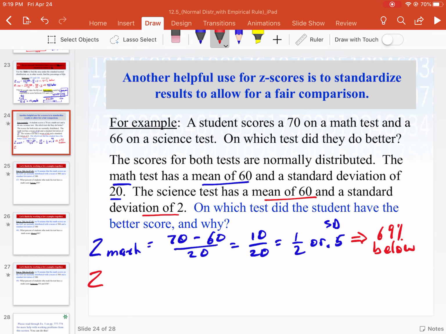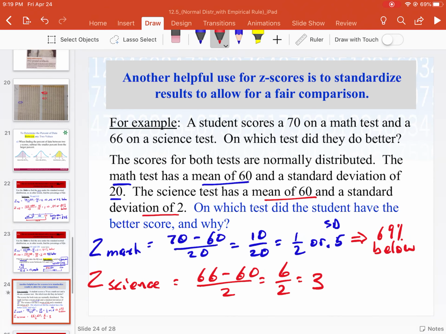So the z-score for science. The score was a 66. That's your data item. The mean is 60. And the standard deviation is 2. Wow, that means the scores were all grouped together. And whoa, you did 3 standard deviations above the mean. You did much better on the science test. Let's go take a look.